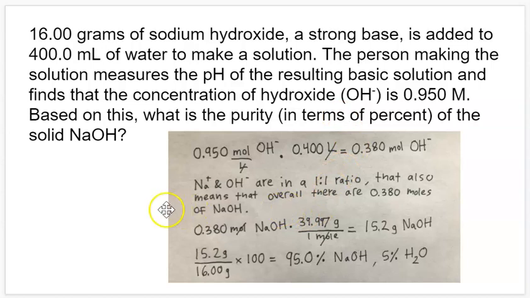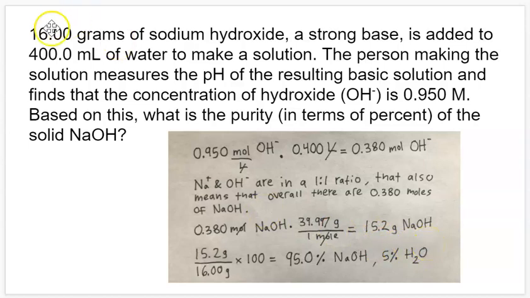And since sodium and hydroxide are in a 1-to-1 ratio in the formula unit of sodium hydroxide, there's also going to be 0.38 moles of sodium. And therefore we have 0.38 moles of sodium hydroxide as a whole. That's how much of the overall formula unit we have. So we multiply our 0.380 moles of sodium hydroxide by the molar mass of sodium hydroxide to figure out the corresponding amount in grams. And that leaves us with 15.2 grams of sodium hydroxide.